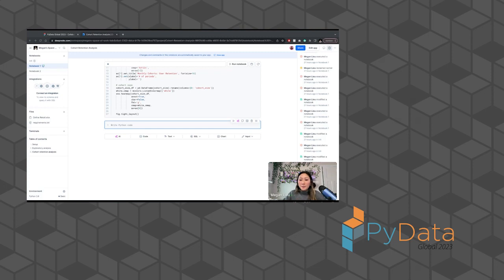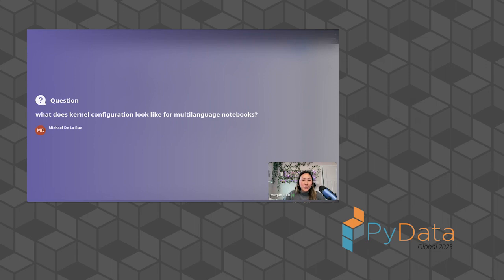What does kernel configuration look like for multi-language notebooks? So I probably can't speak to the super technical aspects of this, but DeepNote definitely does support multiple languages within one notebook. Do I show it in here? Okay, maybe not. Let me show you guys another example of a different notebook where we do have, say, SQL and Python within the same notebook.